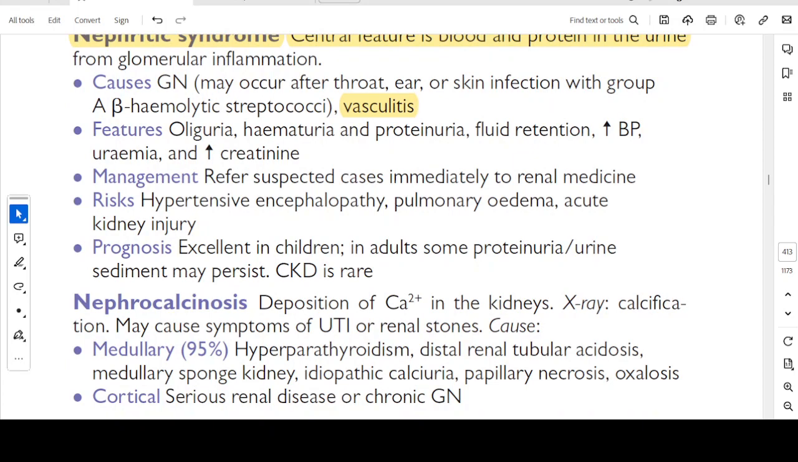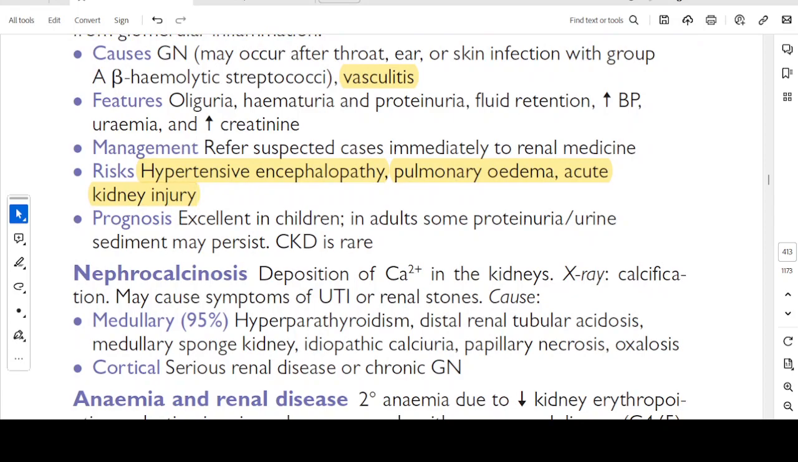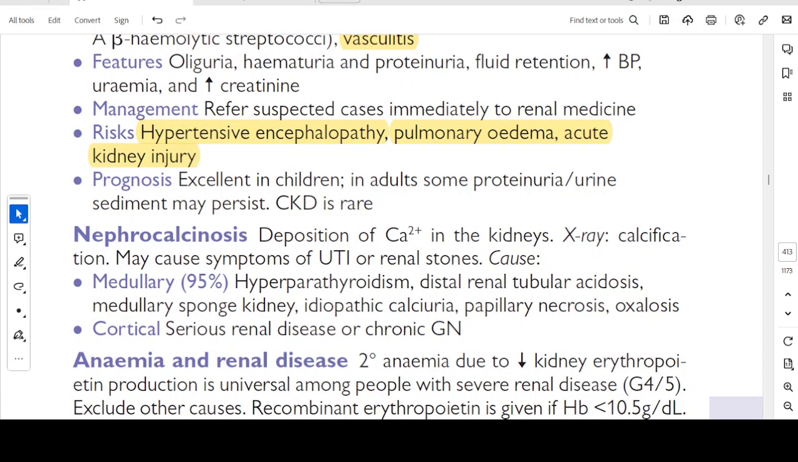Risks: hypertensive encephalopathy, pulmonary edema, acute kidney injury. So nephritic syndrome can predispose to hypertensive encephalopathy, pulmonary edema and acute kidney injury. Prognosis is excellent in children. In adults, some proteinuria or urine sediment may persist. CKD is rare.